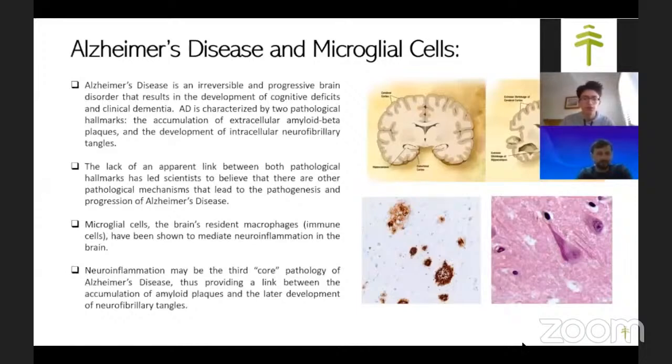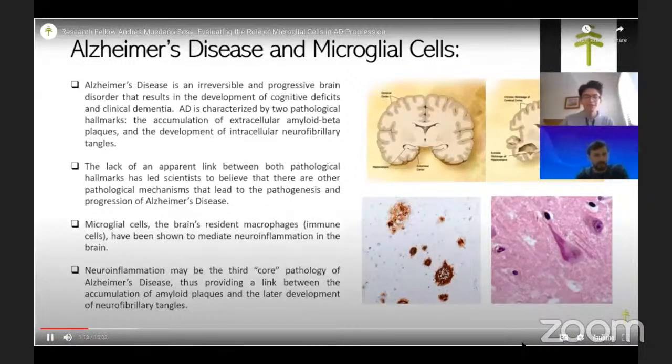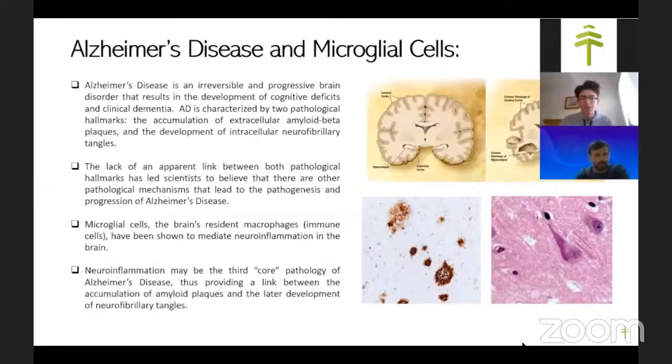and clinical dementia. It is characterized by the development of 2 pathological hallmarks, the first being the development of extracellular amyloid beta plaques, and the other one being intracellular neurofibrillary tangles. Although these are widely regarded as the 2 main pathological hallmarks of Alzheimer's disease, scientists still don't truly know how they link to each other. And because of this, they believe that there may be other pathological mechanisms that underlie the pathogenesis and progression of Alzheimer's disease.